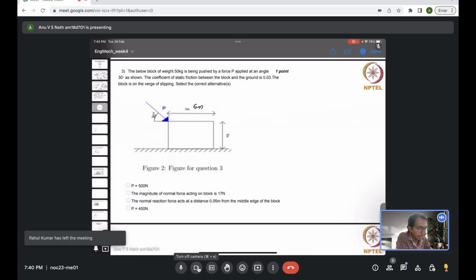This is 5 meter. I don't know whether it is clear. It's 5 meter and 3 meter, so 5 meter in length and 3 meter in height. So you can try this out. I'll give you some time to try, and then I will explain how to do this.